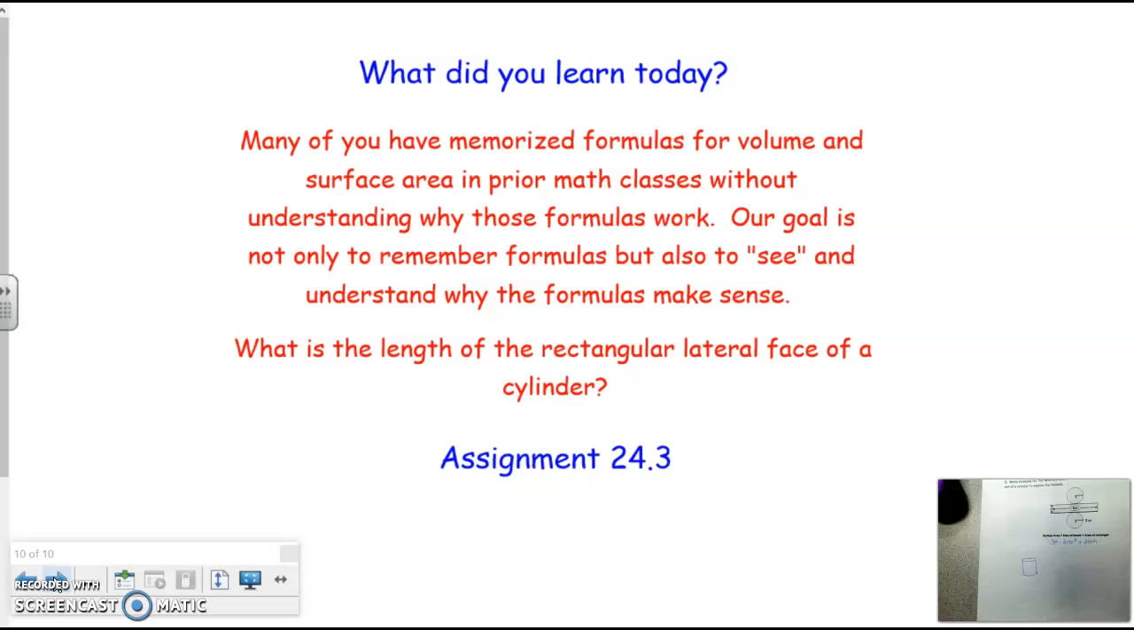So this kind of just goes with what I was just saying. It says you memorize formulas for volume and surface areas in other classes, but sometimes you don't understand where they come from or why they work. So our goal is to not only remember the formulas, but see and understand to make the formulas make sense, and that will help you remember them better for your future math classes. Okay, should be pretty easy. Just pay attention to whether you're finding volume or surface area, and you've got your formulas, and you should be good.